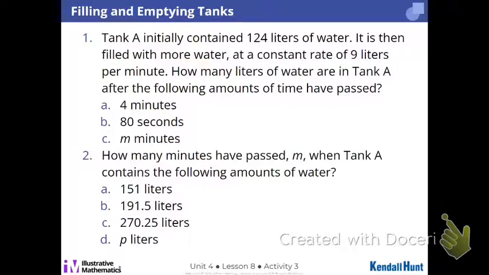I figured out that since there are 9 liters per minute, and there are 4 minutes, so 9 times 4, and you add that. Yeah, so pretty much what you said is after 4 minutes, there have to be 36 additional liters. And 36 and 124, what did you get? 160 liters total. Cool. Everybody on board there?